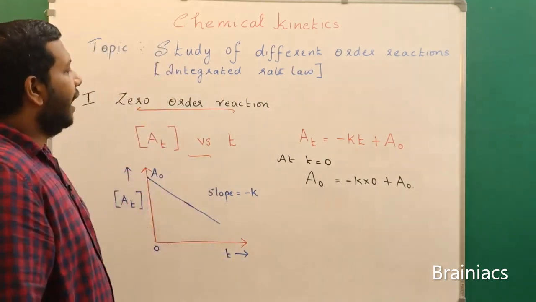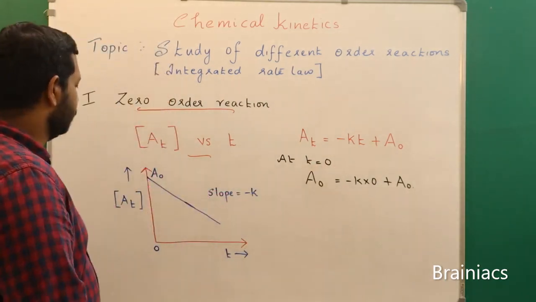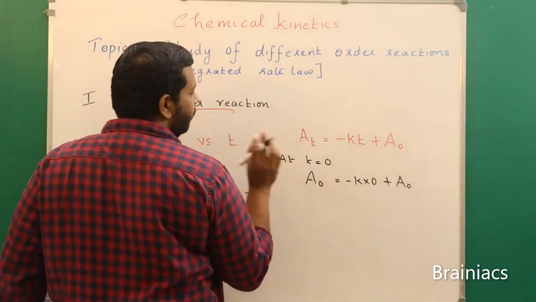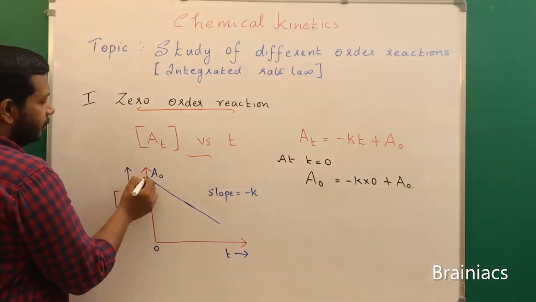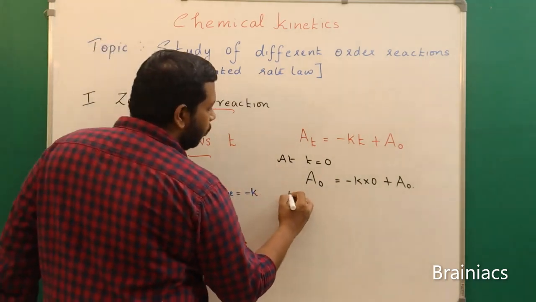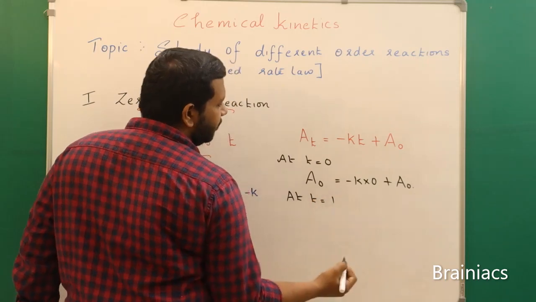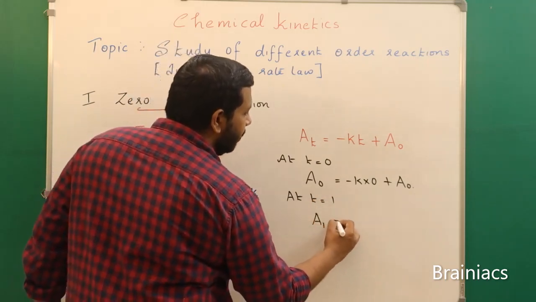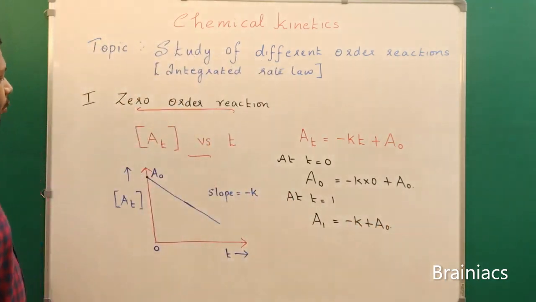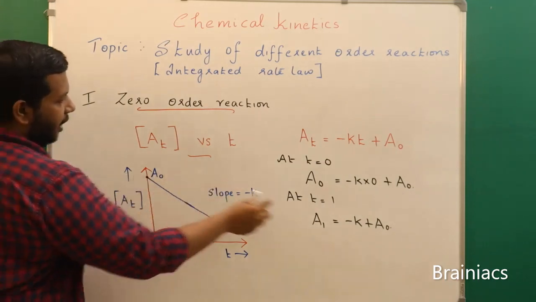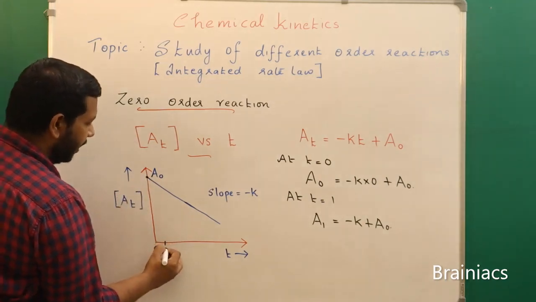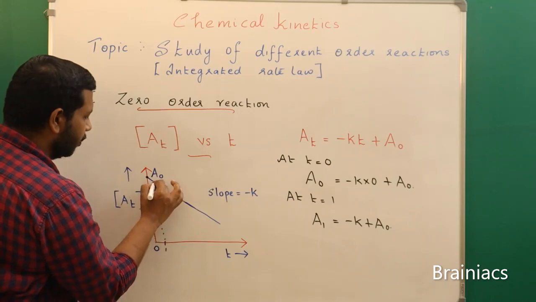So what does that mean? At time t is equal to 0, what is the only concentration that is left behind? A of 0 or A0. So I can say A0, that is at time t is equal to 0, this is the concentration. Now what will happen at time t is equal to 1 second? So at t is equal to 1 second, we can say here A of 1 will become minus k plus A0. Correct? So whatever is present there initially, a of 0, minus this slope. If you subtract that slope, you will get the concentration at time t equal to 1 second.